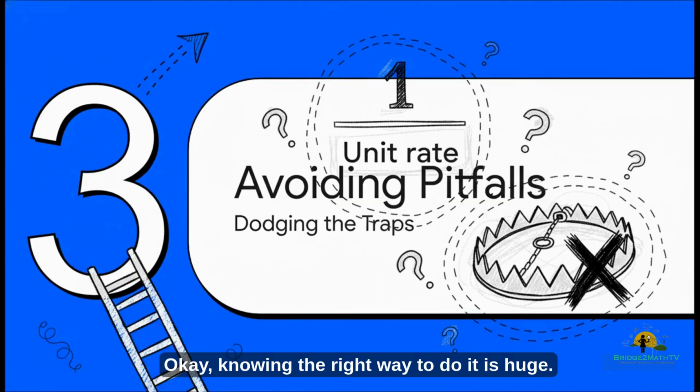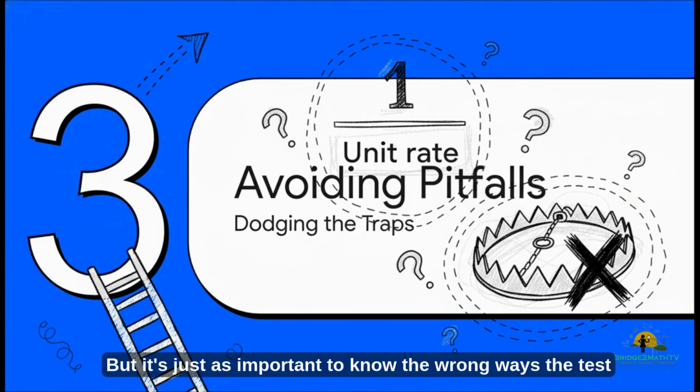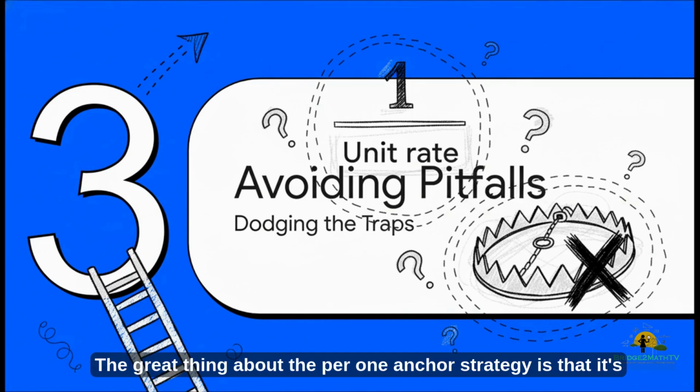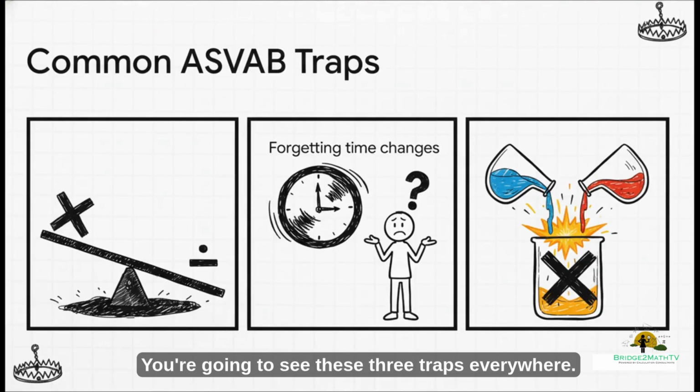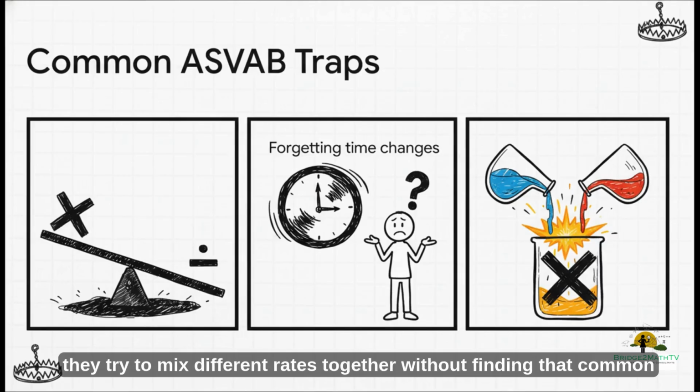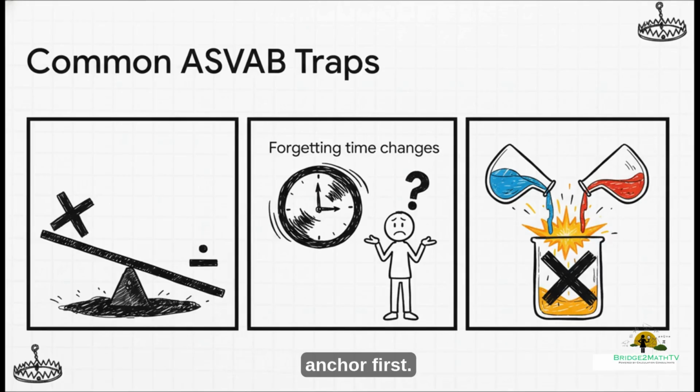Okay, knowing the right way to do it is huge. But it's just as important to know the wrong ways the test tries to trick you. The great thing about the per-1 anchor strategy is that it's practically designed to help you just walk right around these common traps. You're going to see these 3 traps everywhere. People multiplying when they should be dividing. They totally forget to account for changes in time, like minutes to hours. And the biggest one of all, they try to mix different rates together without finding that common anchor first.